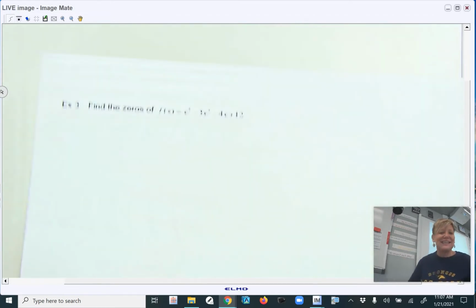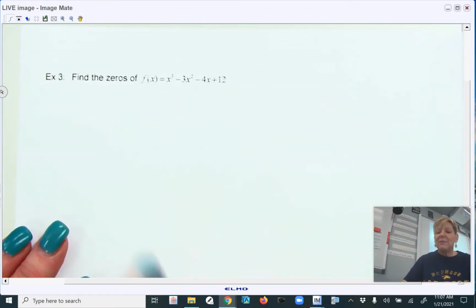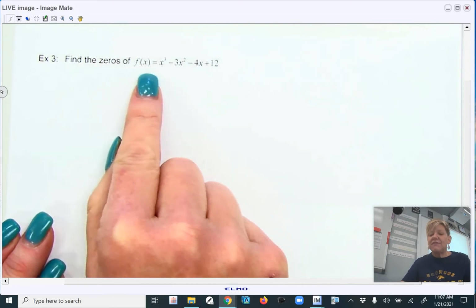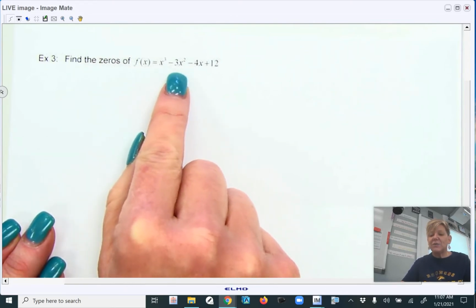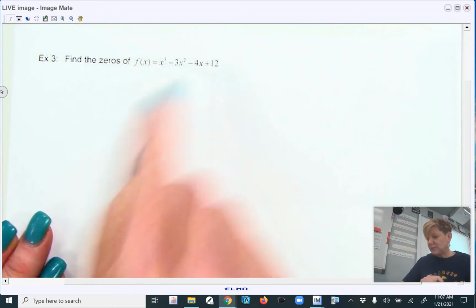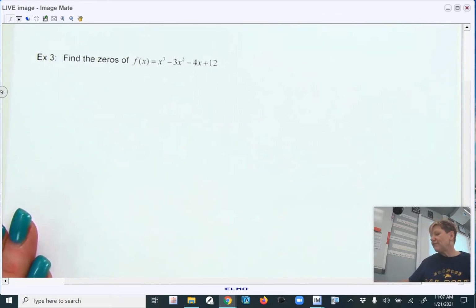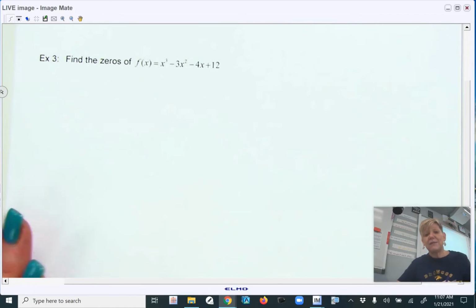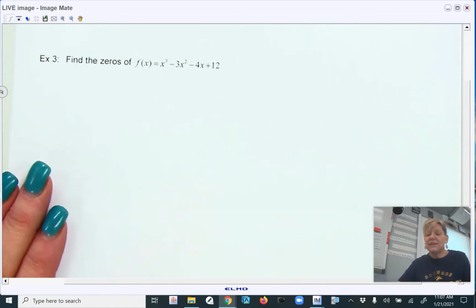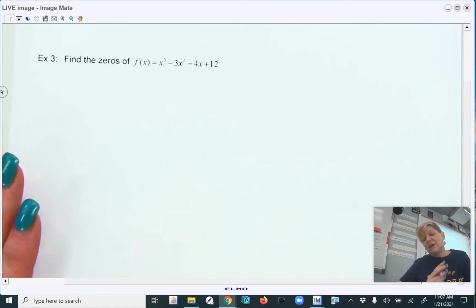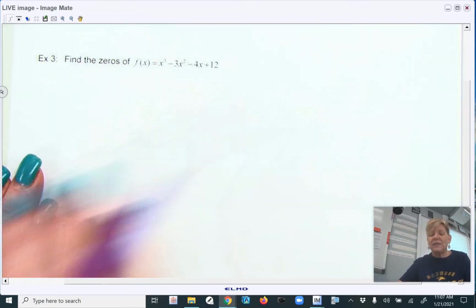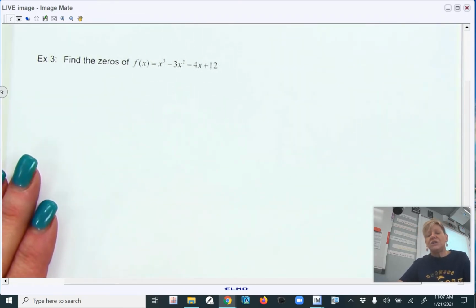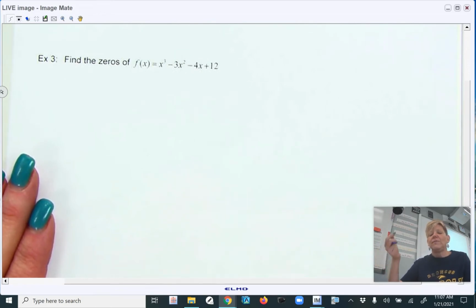Example 3 says to find the zeros of f of x equals x cubed minus 3x squared minus 4x plus 12. So you have lots of tools in your mathematical toolbox to figure out what the zeros are. You could try factoring, you could try P over Q. So you have lots of different options when you look at this problem.